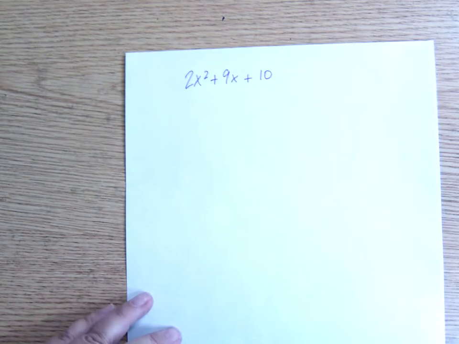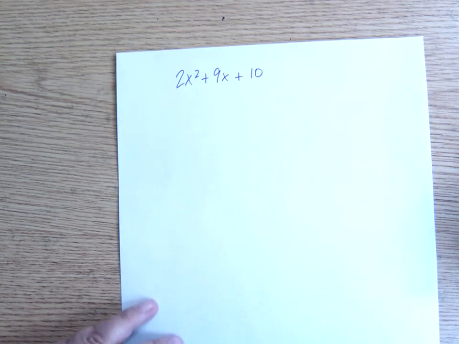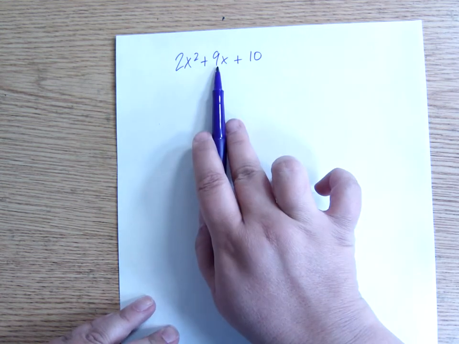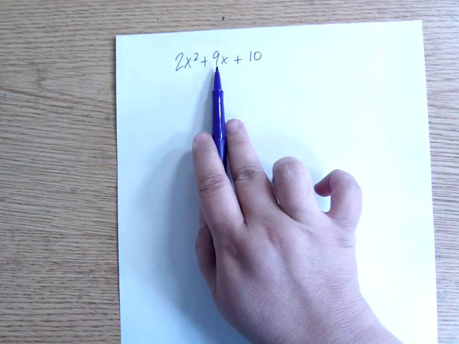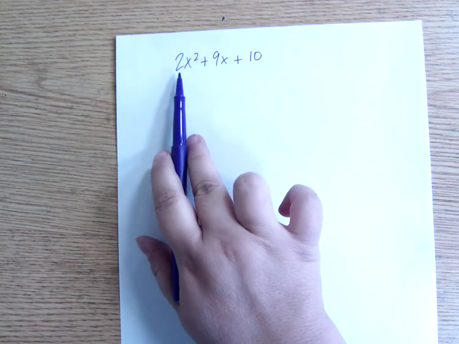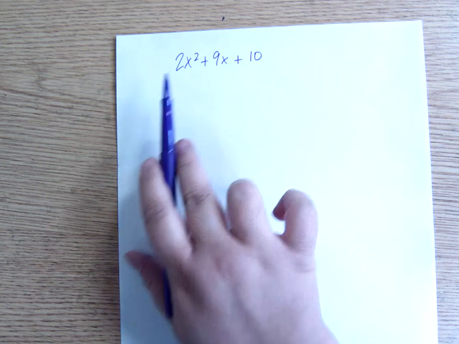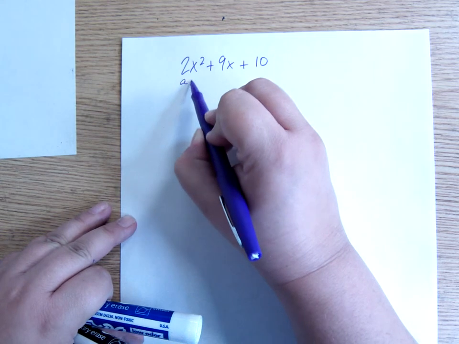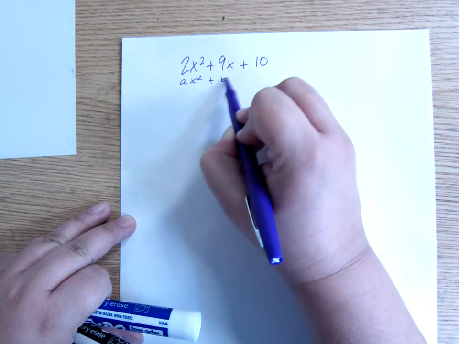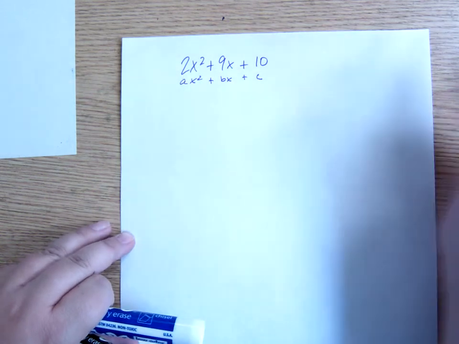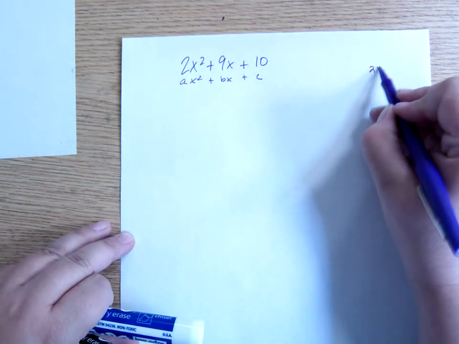So this can't be done the way the other one was, where it was just find 2 numbers that multiply to give me 10 and add to give me 9 and then put it in parentheses with the x's. This one we have to take into account the fact that there's a 2 out front. The first step on that thing you just saw was multiply a times c. This is your a. This is ax squared plus bx plus c. So you're multiplying 2 times 10, and that gives me 20.